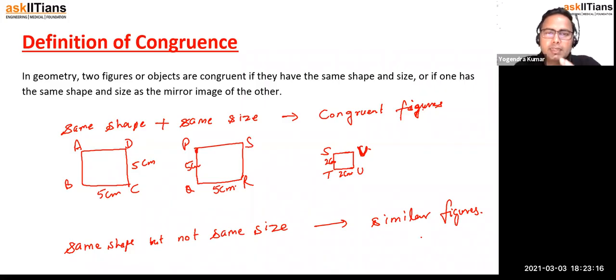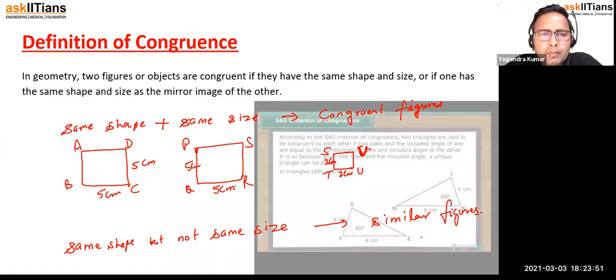Congruent means exact copies. They look exactly alike: same shape, and their size is also the same. Then we will call them congruent. If they look alike but are not of the same size, like the 2 centimeter square and the 5 centimeter square, they look alike but they're not the same size, so they are not congruent, they are similar. I hope you got the idea, right?